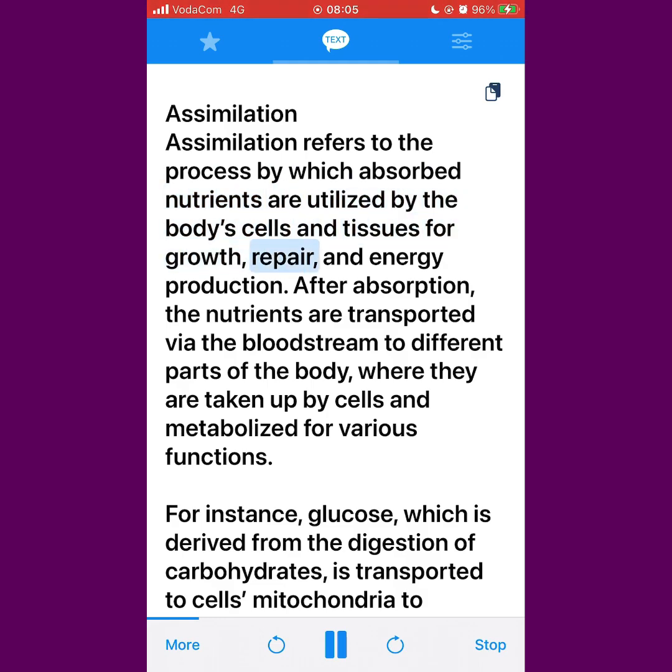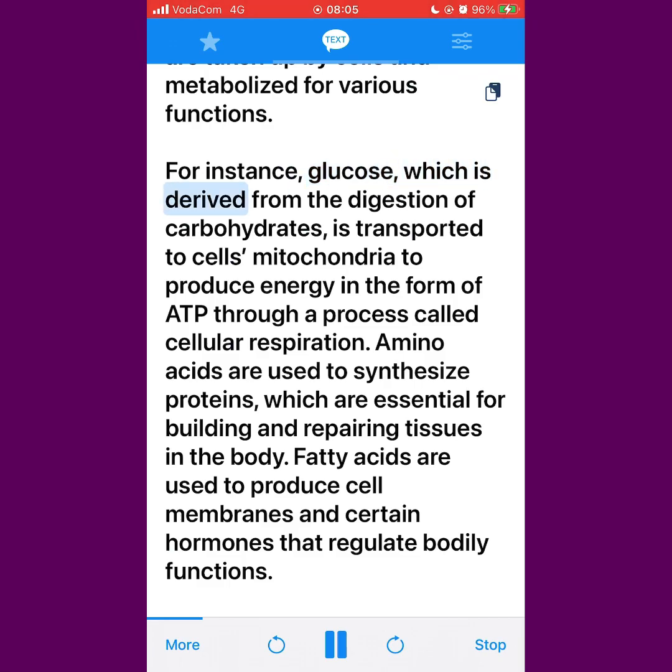Assimilation refers to the process by which absorbed nutrients are utilized by the body's cells and tissues for growth, repair, and energy production. After absorption, the nutrients are transported via the bloodstream to different parts of the body, where they are taken up by cells and metabolized for various functions. For instance, glucose, which is derived from the digestion of carbohydrates, is transported to cells' mitochondria to produce energy in the form of ATP through a process called cellular respiration.